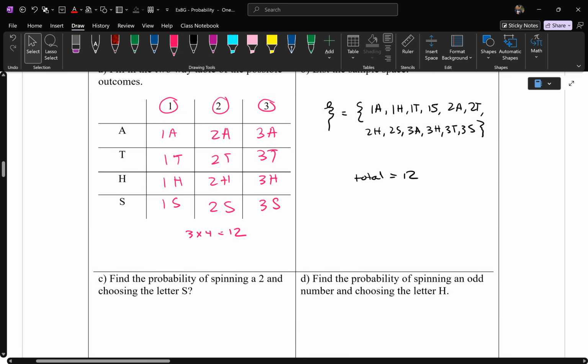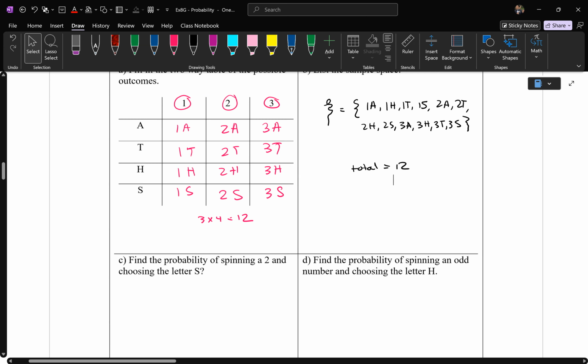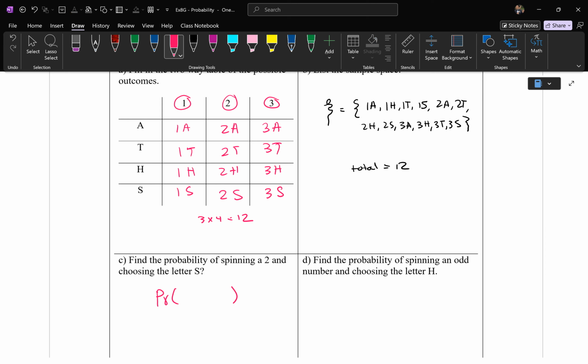Let's do the probability now. First one. Find the probability of spinning a 2 and choosing the letter S. So I'm saying PR of 2S. We know it's out of 12 because we've done the table and we can clearly see there are only 12 possibilities that could occur. Out of 12, how many have a 2 and an S? There's only 1. Clearly right there. You can only get a 2 if you happen to spin a 2 and then choose an S. There's only one way of doing it. So the chances must be 1 out of 12.